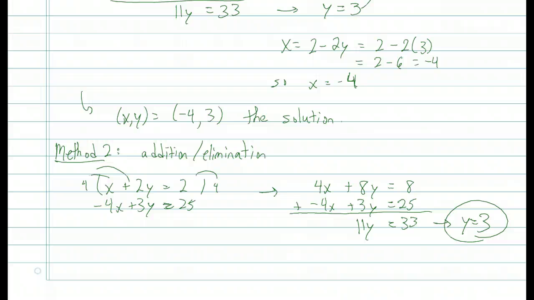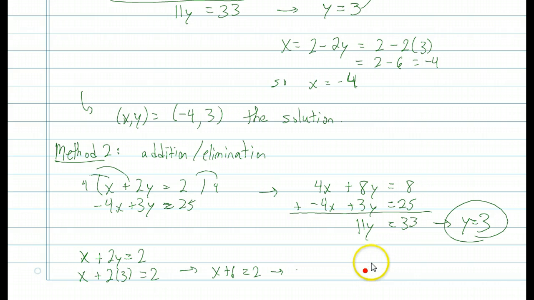Now with the addition or elimination method, we have to plug y equals 3 into either one of the original equations from our system. So I'll just plug it into the first one. Plug in y equals 3, we get x plus 2 times 3 equals 2. So it's x plus 6 equals 2. Solving for x, we get x to be negative 4. So we get the same ordered pair as we got using the substitution method. So you pick which one you prefer when you're working out these kinds of problems.